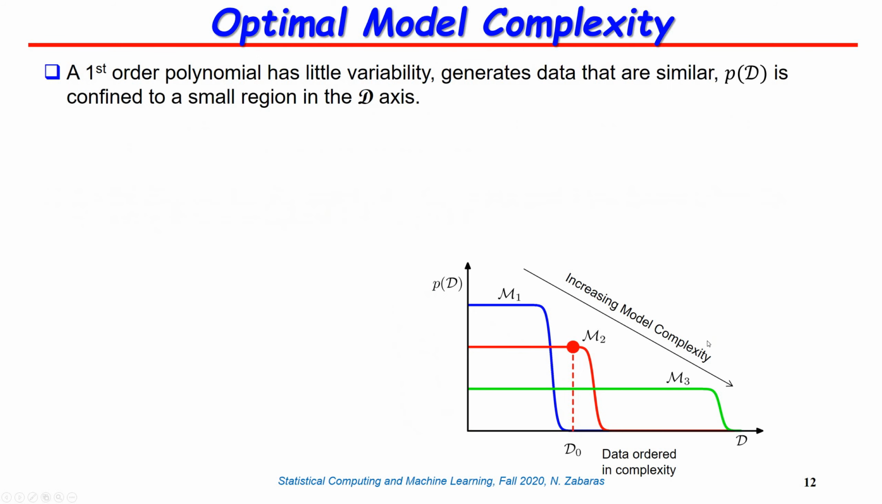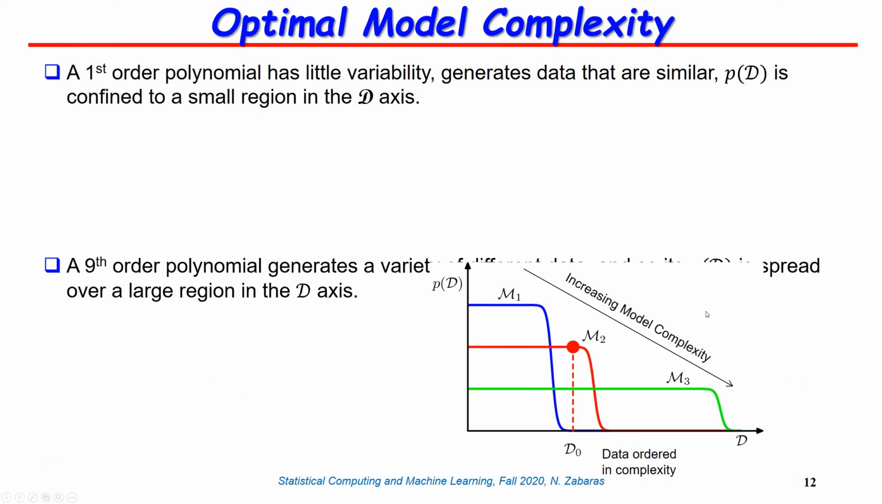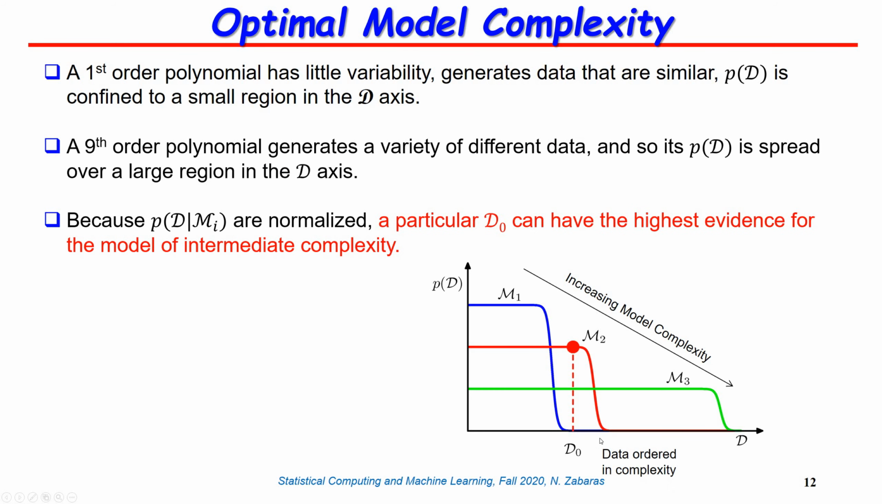Okay, so the idea here again is that if you look at this particular data set D0, you realize it cannot be generated by this simple model M1. All right. It can be generated by model M3, but model M3, the very complex model, assigns very low probability to the data sets that it can generate. So if your objective is to maximize the marginal likelihood, then this intermediate complexity model is the optimal model for your particular problem. All right.